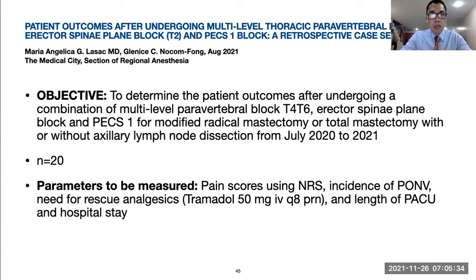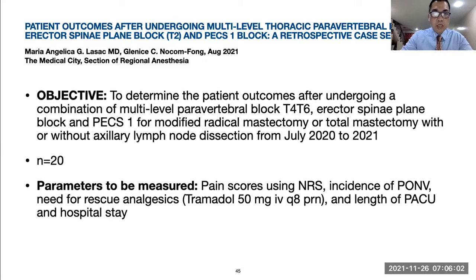Another local study by Dr. Lasak regarding the patient outcome after undergoing multi-level thoracic paravertebral block, T4 and T6, erector spinae plane block at T2, and PECS 1 block, a retrospective case series for 20 patients undergoing MRM or total mastectomy with or without ALND.